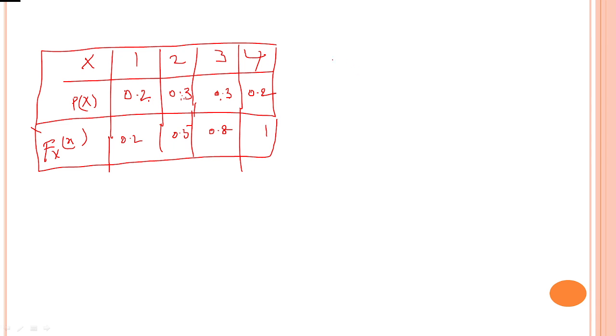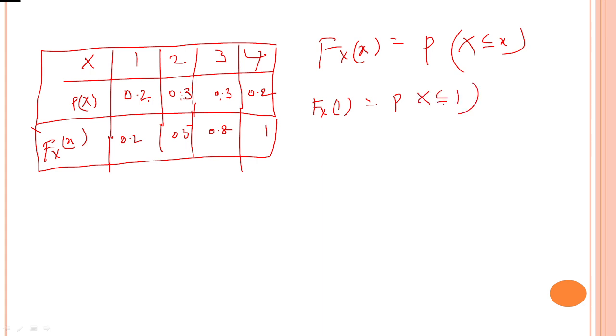But if you want to calculate using the mathematical equivalent, we can write F x of x, the PDF, is equal to probability of x less than or equal to x. So if you want the first value F x of 1, therefore P of x less than or equal to 1, the value less than or equal to 1 is only 1, and the corresponding probability is 0.2, so only 0.2 in the first case.